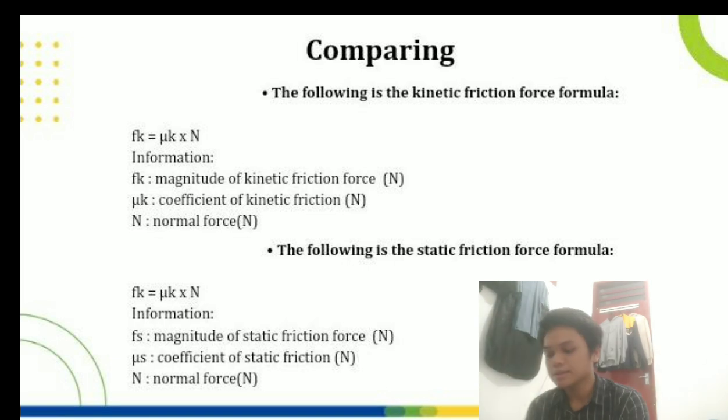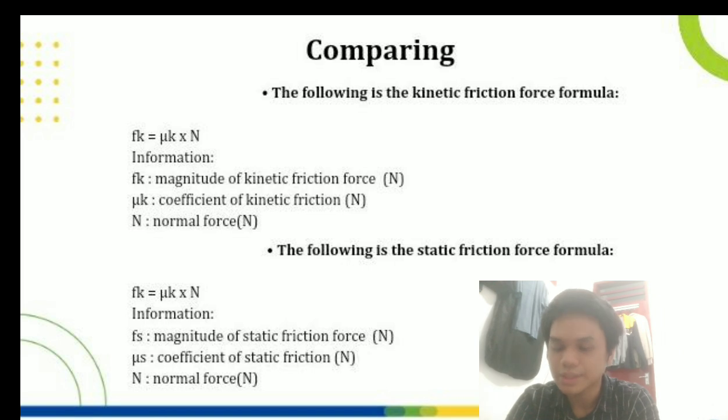And the following is the static friction force formula. The magnitude of static friction force equals the coefficient of static friction times the normal force.